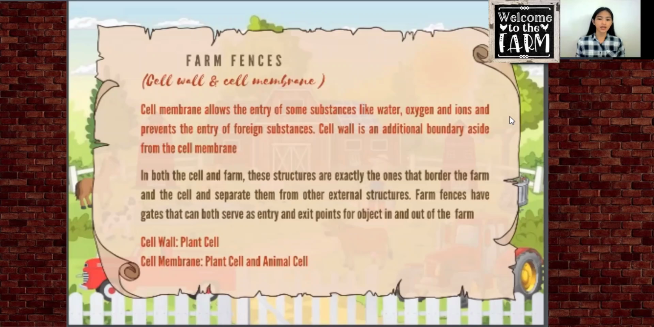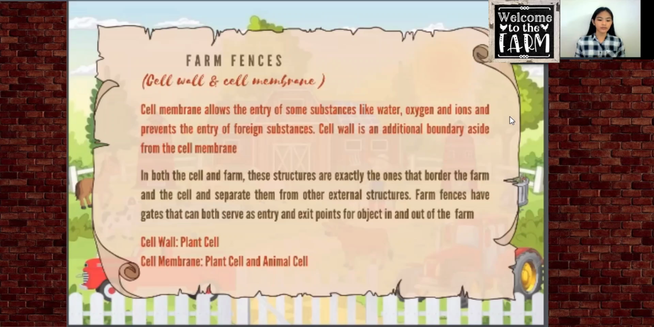The farm fences, which represent the cell wall and cell membrane. The function of these two is cell membrane allows the entry of some substances like water, oxygen, and ions, and prevent the entry of foreign substances. Cell wall is an additional boundary aside from the cell membrane. Lastly, I will be talking about the analogous relationship between the farm fences and the cell's outer layers, which is the cell membrane and the cell wall.